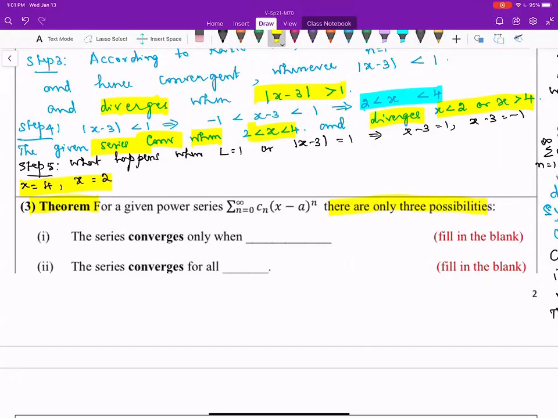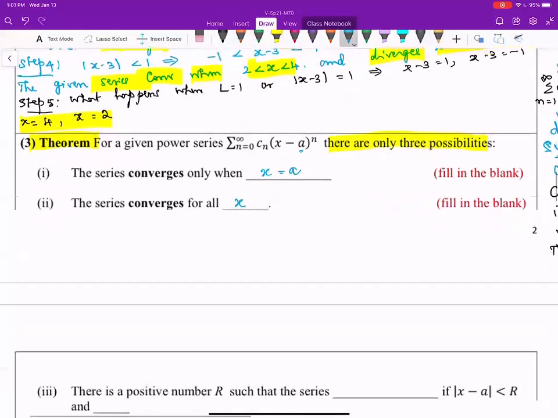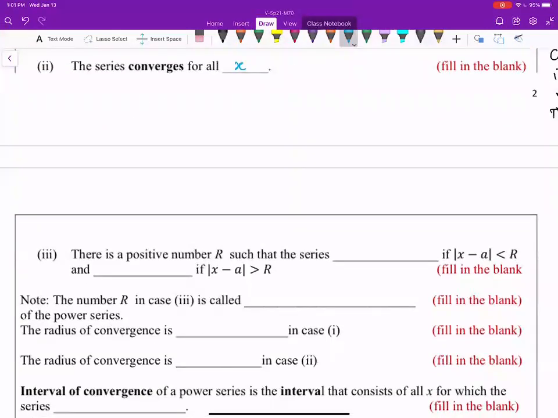The series converges only when x equals a, only at the center of the power series. Or the series converges for all x. Or there is a positive number r such that the series converges if absolute value of x minus a is less than r, and diverges if absolute value of x minus a is more than r.